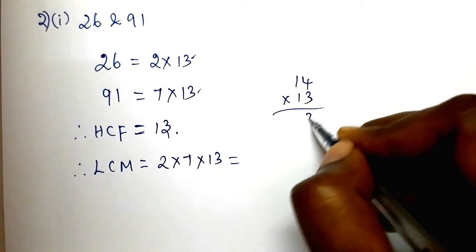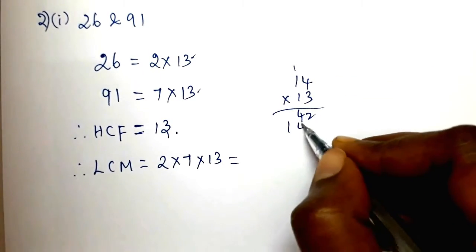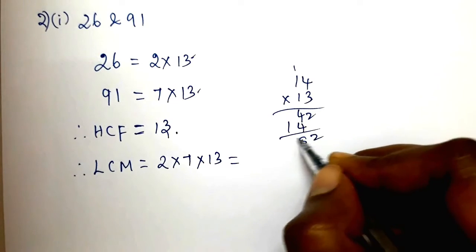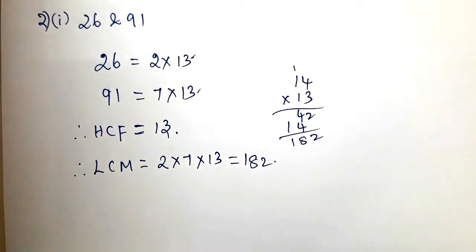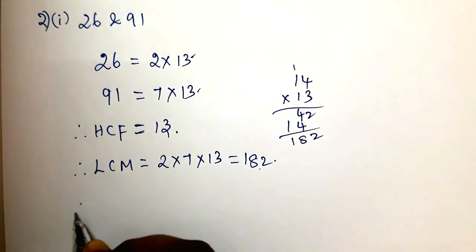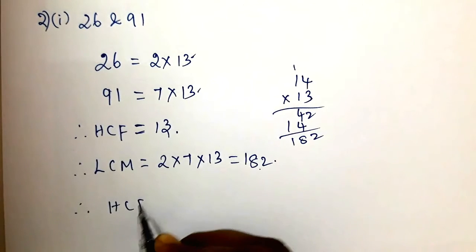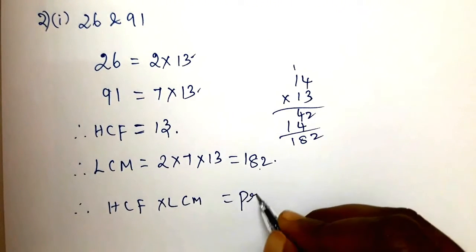Do the rough work here. 3 4s are 12, carry over 1, 3 1s are 3, 3 plus 1 is 4. So 1 into 14, 14. Do the addition here. So we should get 182. So our LCM is 182. Now do the verification here. HCF into LCM equals the product of the two numbers.